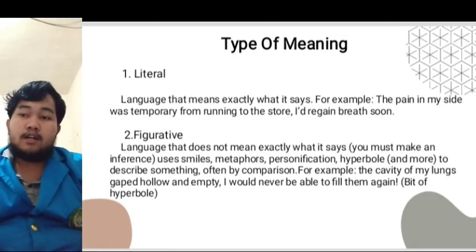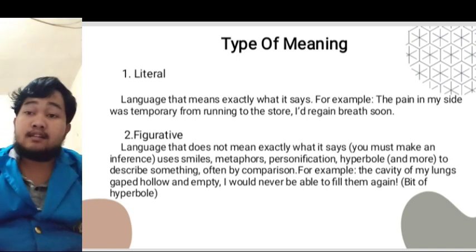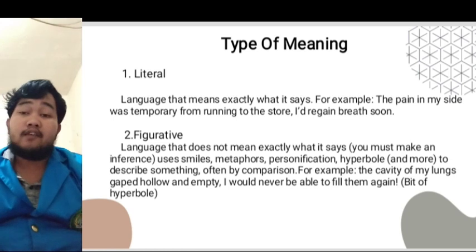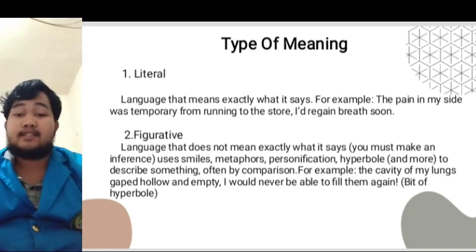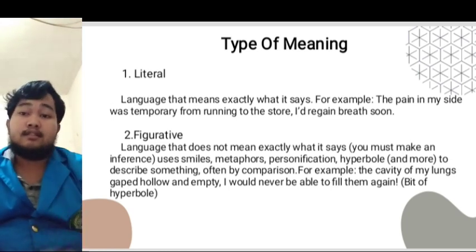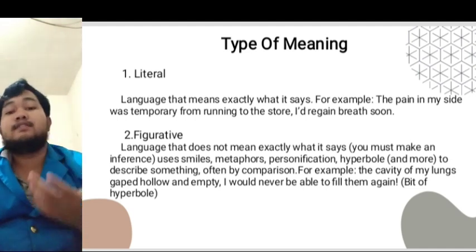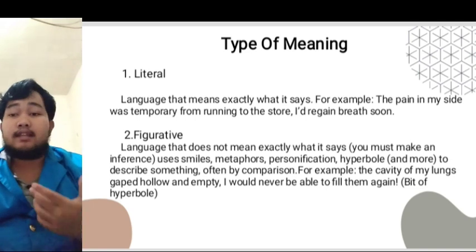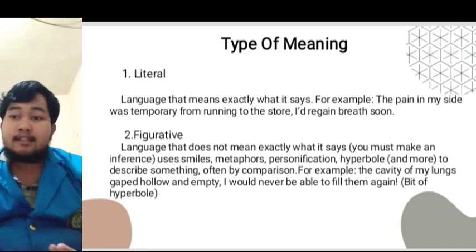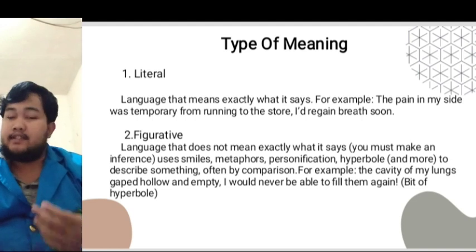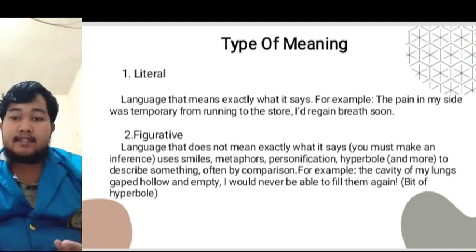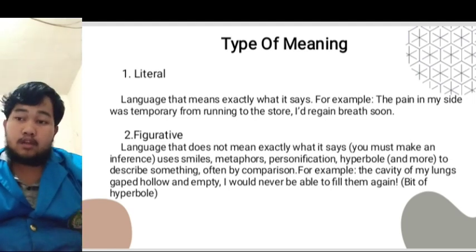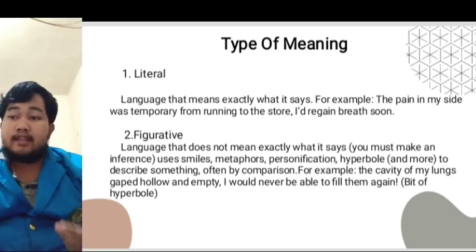Alright, we're gonna move to the next one. The next topic is types of meaning. Here we have the first one. It is literal meaning. So, what is literal meaning? Literal meaning is the language that means exactly what it says. For example, the pain in my side was temporary from running to the store. I will regain breath soon.